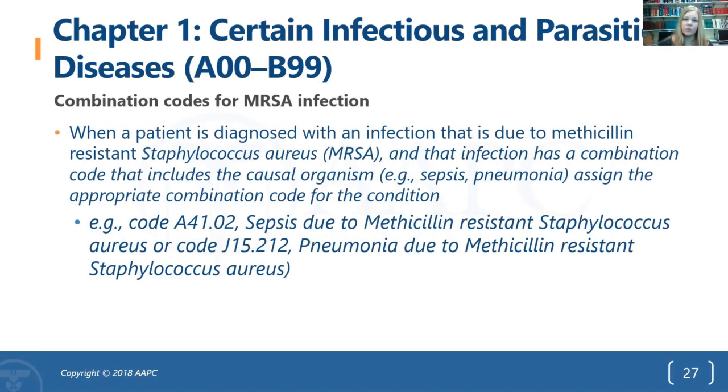When a patient is diagnosed with an infection due to MRSA and that infection has a combination code that includes that causal organism, such as sepsis or pneumonia, you would assign the appropriate combination code for the condition, such as A41.02, which is sepsis due to MRSA, or code J15.212, which is pneumonia due to MRSA. Do not assign code B95.62, which is MRSA as the cause of diseases classified elsewhere, because we are classifying what that condition is. Don't also code Z16.11, resistance to penicillins. That's not to be used as an additional diagnosis.